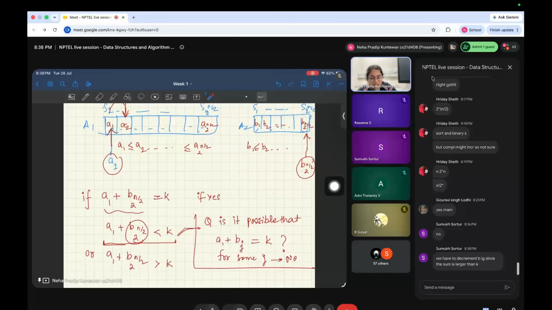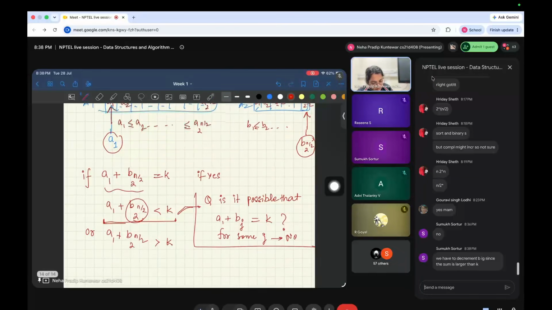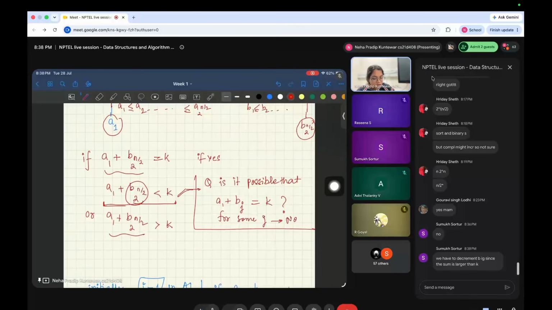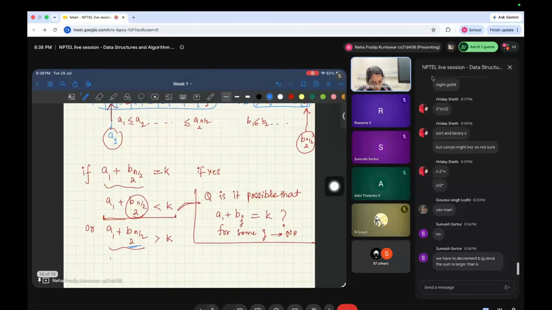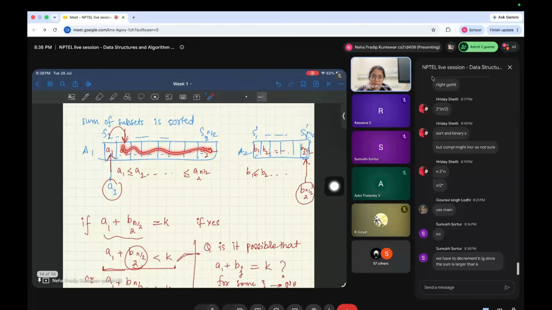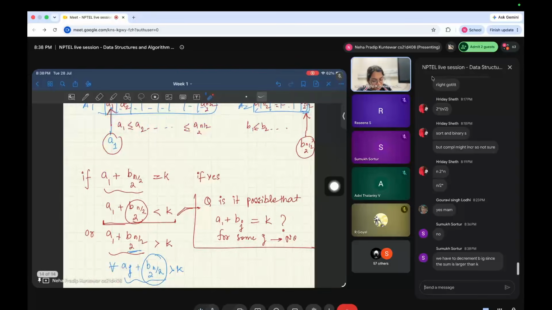Yeah, good, exactly. So that is indeed correct. So what you're saying is if a1 plus b2 to the n by 2 is greater than k, then for all ai, or let's say aj plus b2 to the n by 2, this sum is going to be greater than k. So if you fix your last element to be this b2 to the n by 2, then no matter what a you take here, you will always get a sum which is larger than k because all the elements here are larger.